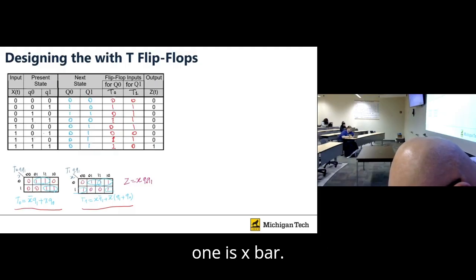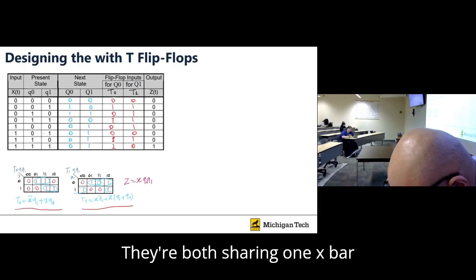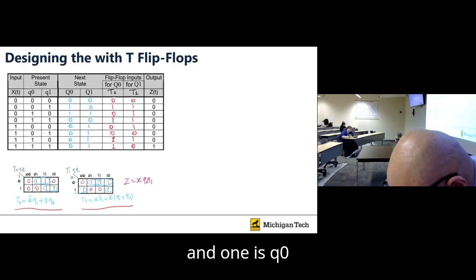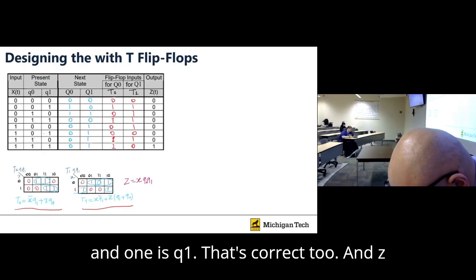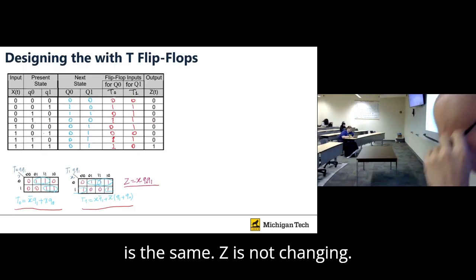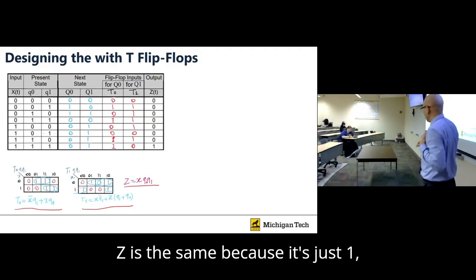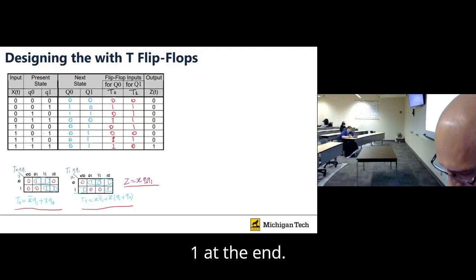For this one is X bar Q1, correct? And for this one, X and Q0, correct? For this one, T1, X and Q1 bar, correct? For these two, they both share one X bar, and one is Q0 and one is Q1. That's correct too. And Z is the same. Z is not changing. Z is the same because it's just 1, 1 at the end.